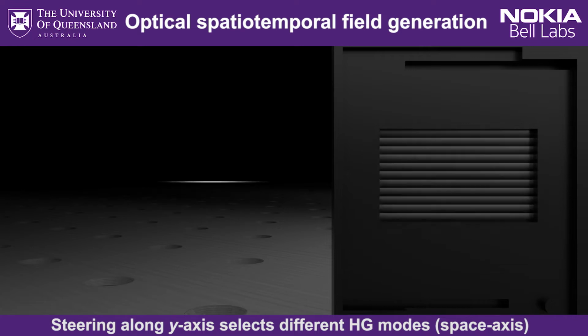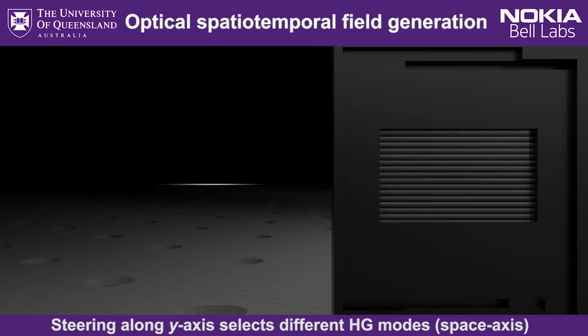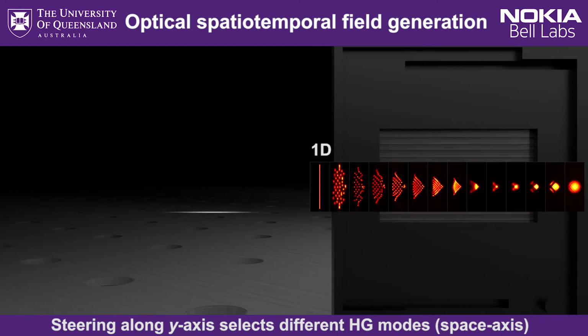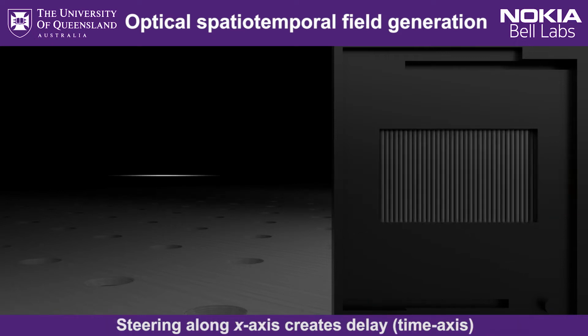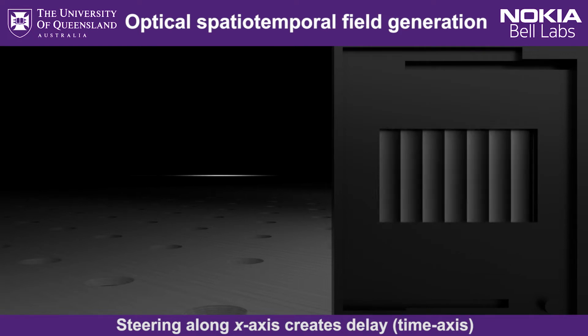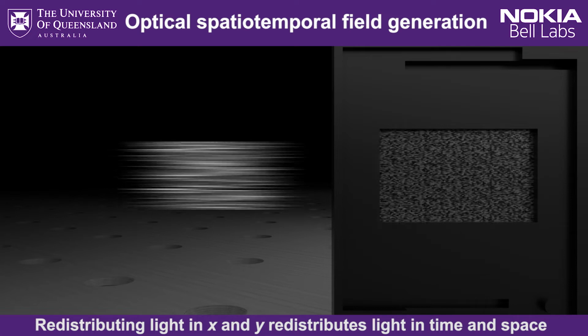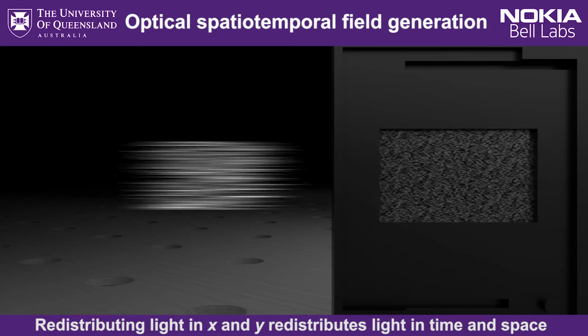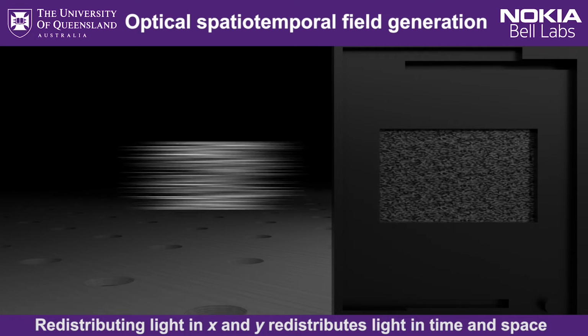Different positions along this y-axis correspond with different Hermite-Gaussian modes on the output beam side. This is a single y-axis, but it actually corresponds with 2 spatial axes in the output beam side through that 1D to 2D conversion that the MPLC does, which I'll talk about in a bit. The x-axis is the time axis. So steering along the x-axis creates delay. Taken together, by controlling how light is distributed in X and Y in the plane of the grating, we're controlling the spatial and the temporal properties of that output beam.